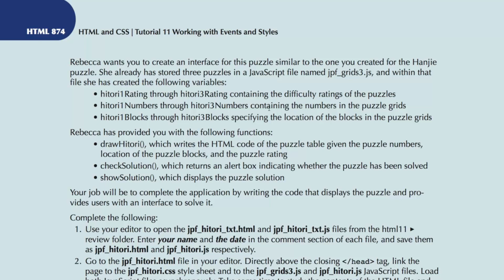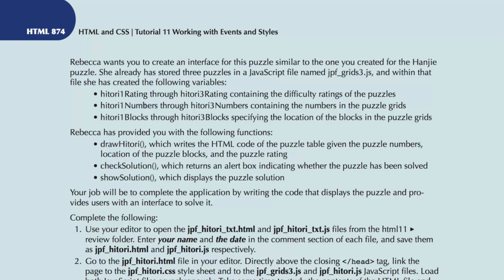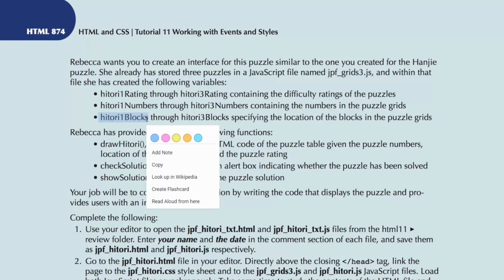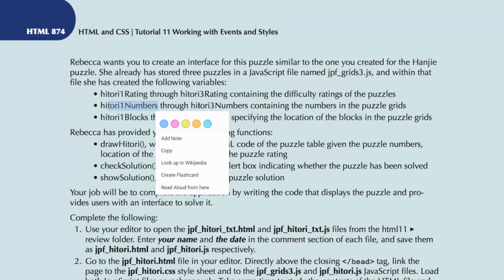When the game starts, there'll be a table, and in each cell there will be a number based on this Hattori array, in this case puzzle 1, so Hattori 1 numbers. Then there's also an array, Hattori 1 blocks, which identifies which of the cells should be blocks. If the cells are not identified as a block, then obviously they should be a circle. So those are the two arrays that we'll be parsing.